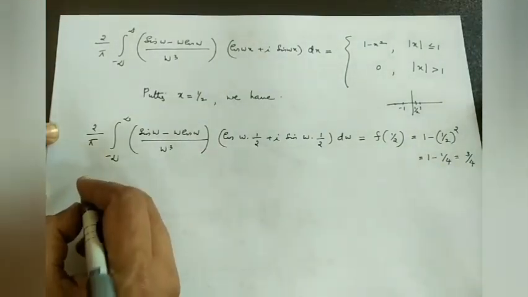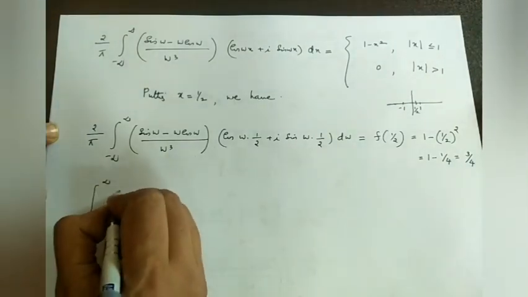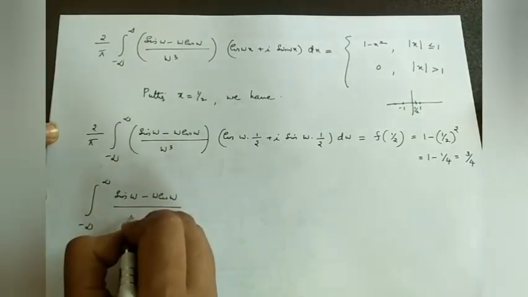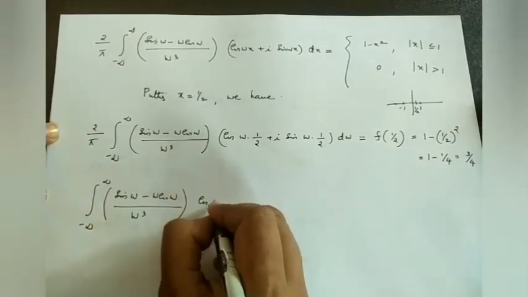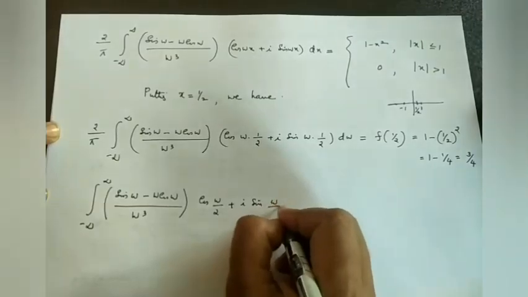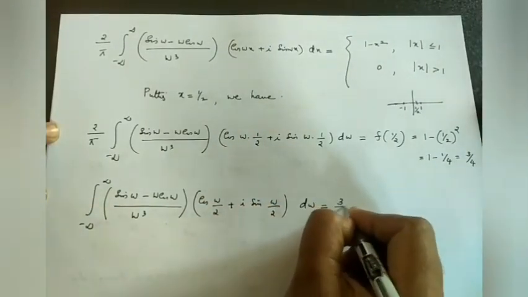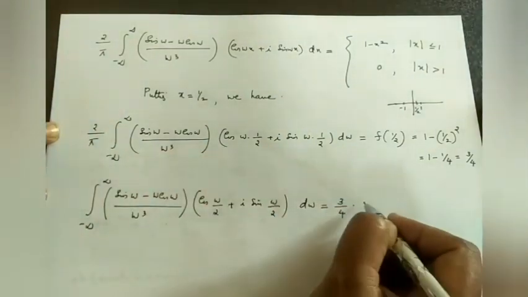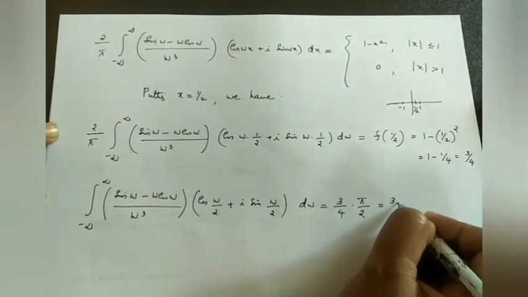I am rewriting this. That is integral from minus infinity to infinity (sin omega minus omega cos omega) by omega cube into (cos omega by 2 plus i sin omega by 2) d omega is equal to 3 by 4 into, here this 2 by pi can be multiplied here as pi by 2. It is equal to 3 pi by 8.